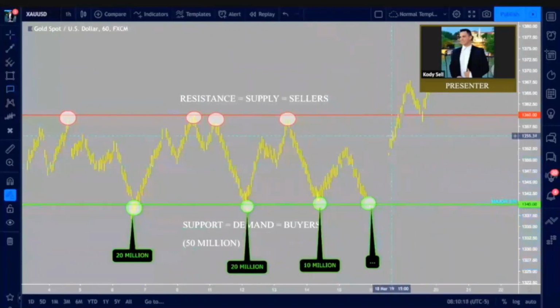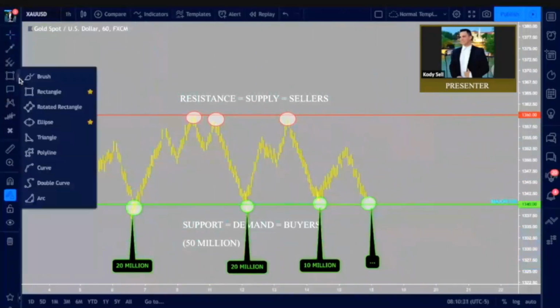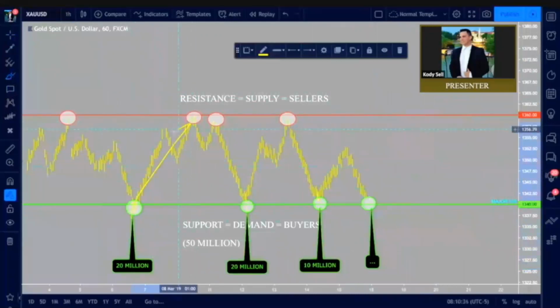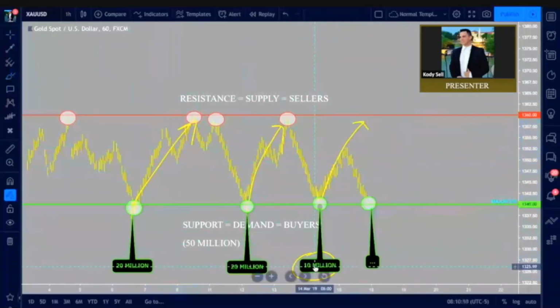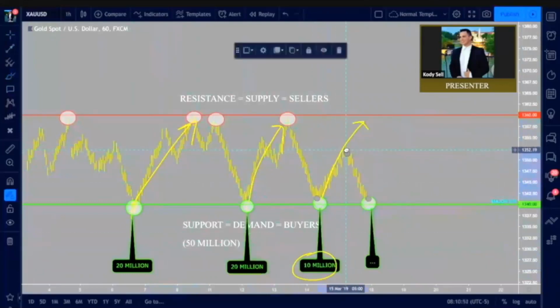So let's delete these here. Let's talk about that real quick. So each time this $20 million was filled, price rose back up to 1360, our next supply zone. You can see that right here, and then you can see that right here. But this time they only filled 10 million because that's all that was left. So the question is, did price make it all the way back up to the supply zone? No. It was half the order, and so it went half the distance right here.